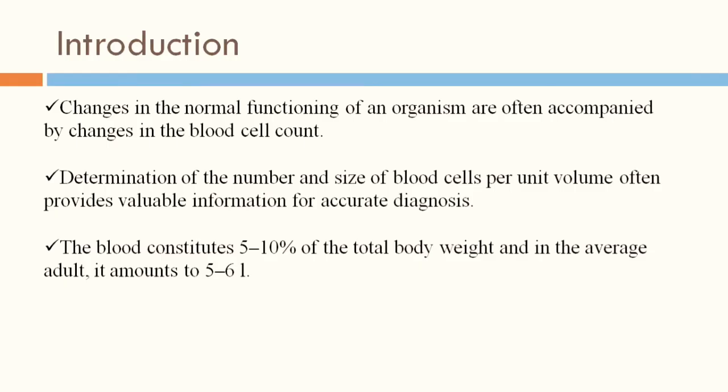As we know, changes in the normal functioning of an organism are often accompanied by changes in the blood cell count. Therefore, the determination of the number of blood cells and also the size of blood cells per unit volume often provides valuable information for accurate diagnosis. Blood constitutes around 5 to 10% of total body weight, and in an average adult, the amount of blood is 5 to 6 liters.